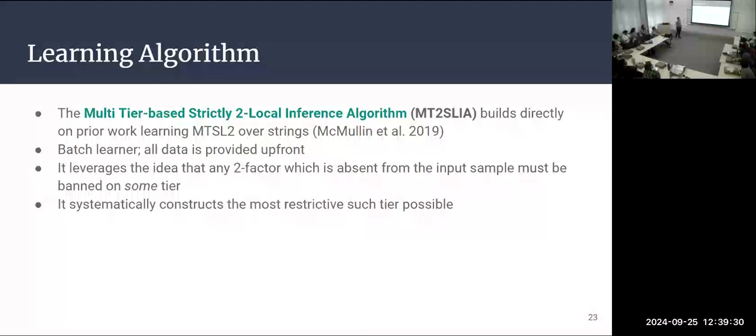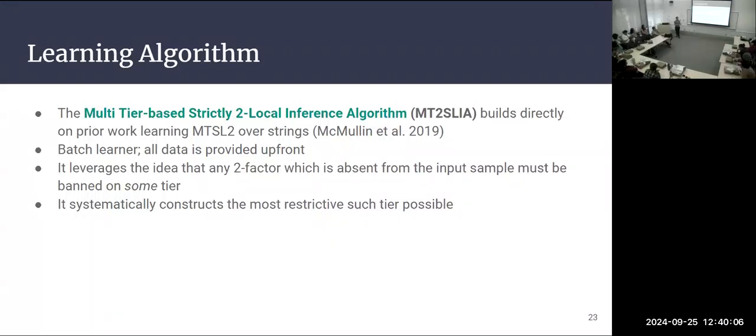And this builds on work on learning MTSL2 over strings and adapts it and lifts it to tree languages. So this is a batch learner. All the data comes in up front. The idea here is that we're going to leverage the idea that any of these two factors, either dominance or siblinghood, which is missing in our input sample, is missing for a principled reason. And that reason is there's some constraint against that particular substructure.